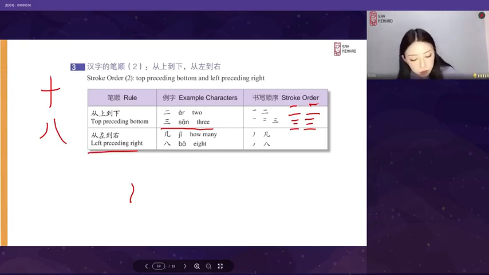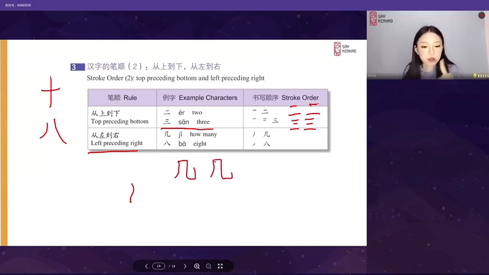And let's see from left to right. First one is 几, we just learned it. It means how many, right? And it is from left to right. First, left turning, and then a horizontal turning curved hook. Left to right. And another example is 八, used in the left turning to right turning part as well. 八, we will write the left turning first and then right turning after. Okay, this is left to right.